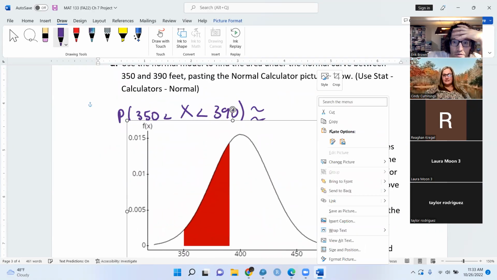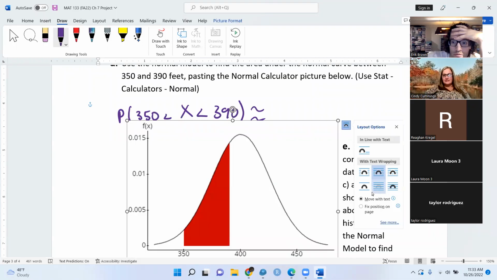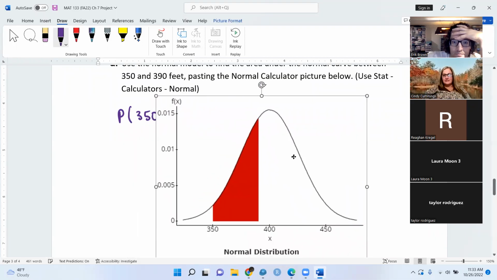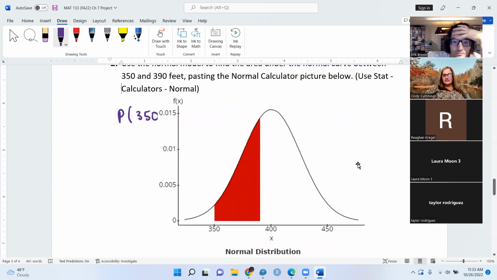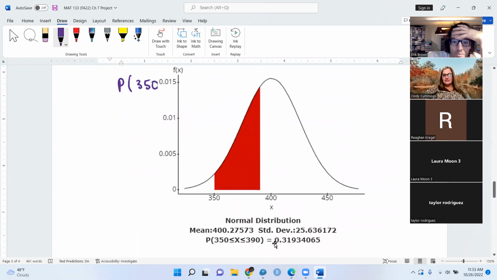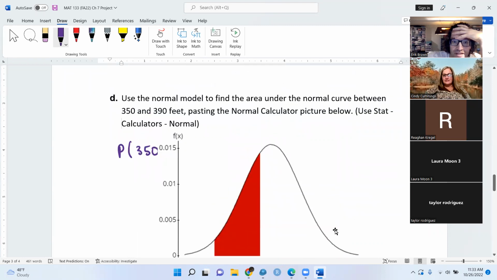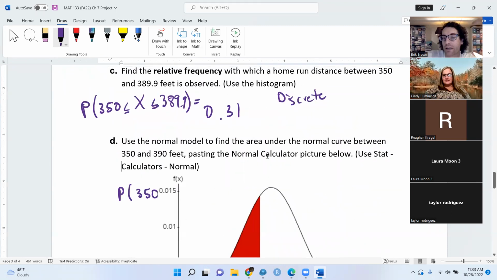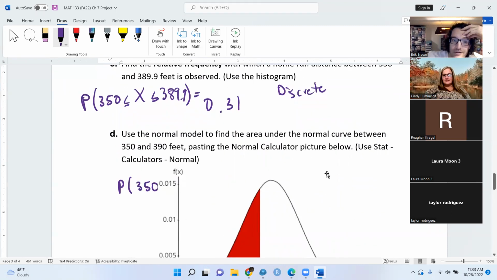Oh, I didn't want that one. Let's do this one. Notice that 0.31934065 is really close to the 0.31 we got from the relative frequency from the data set.